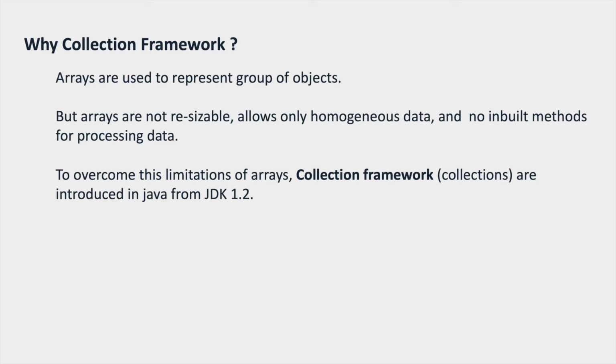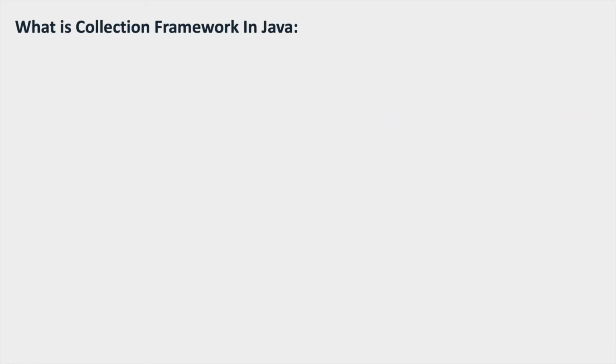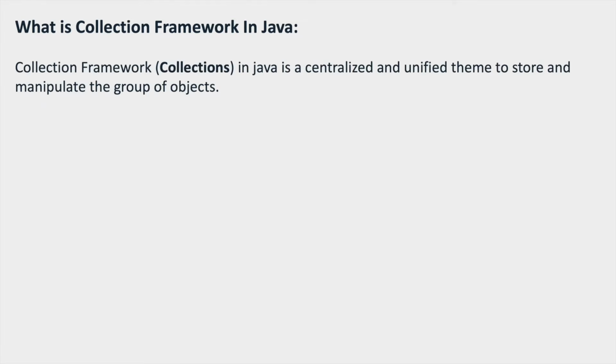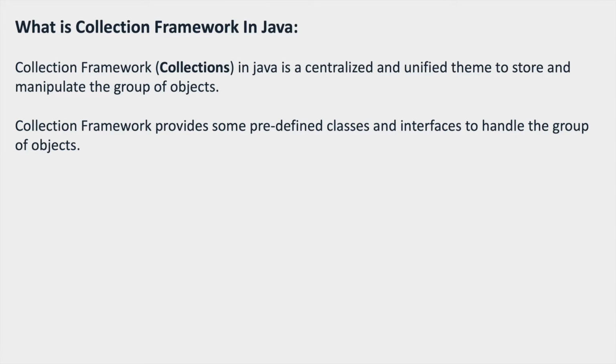To overcome these limitations of arrays, the collection framework, that is, collections, was introduced in version 1.2. What is the collection framework in Java? Collections in Java is a centralized and unified theme to store and manipulate a group of objects. The collection framework provides some predefined classes and interfaces to handle a group of objects.